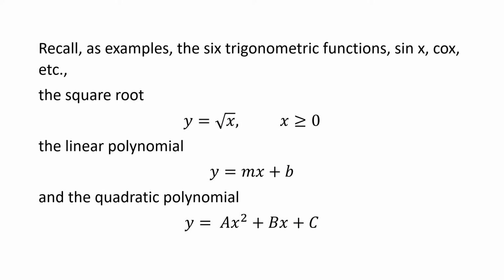After dealing with area as a function, let's have more examples of functions. Let us recall as examples now the six trigonometric functions: sine x, cosine x, tangent x, cotangent x, secant x, and cosecant x. With these functions, we define the value of sine x by simply dealing with the values of the three sides of a triangle, for example, the opposite side, the adjacent side, and the hypotenuse.